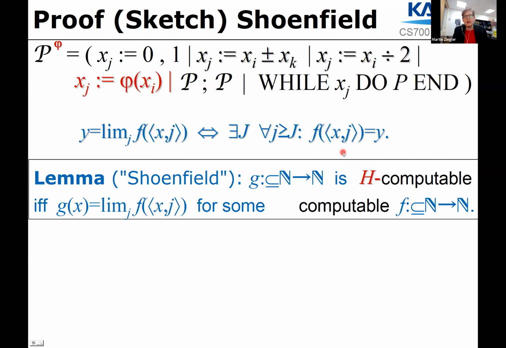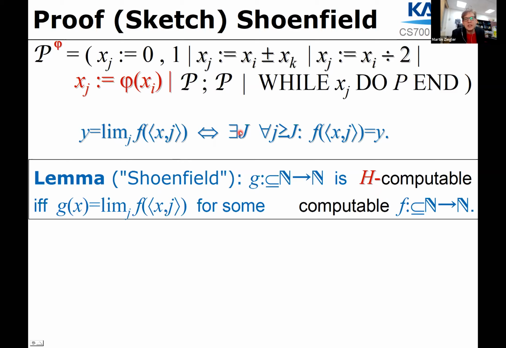Okay, and this equivalence is kind of obvious, right? And this equivalence gives rise to our one definite direction in the proof of Schoenfeld's limit lemma, namely, if g is the pointwise limit, then we can compute it using oracle access to the halting problem as follows.